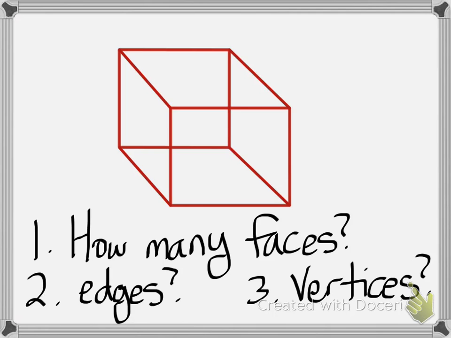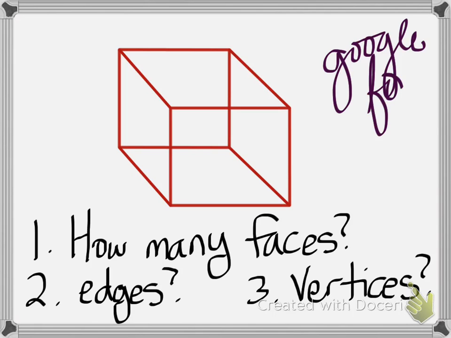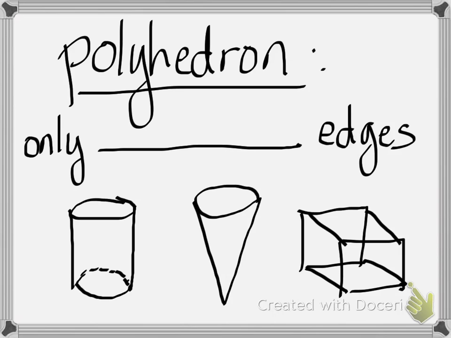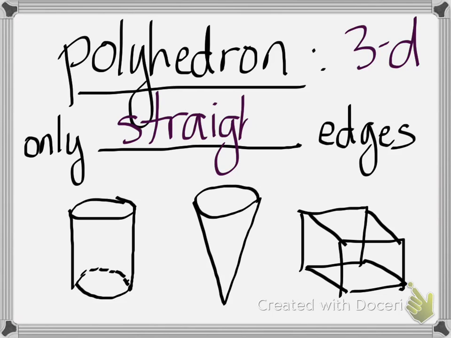Okay, so here's this rectangular prism. How many faces, how many edges, and how many vertices? Write the answers in the Google form, and then I will check it tomorrow. Okay, there's also one more vocabulary word. A polyhedron. It's a 3D figure with only straight edges, which means straight lines, which is why this prism is a polyhedron.